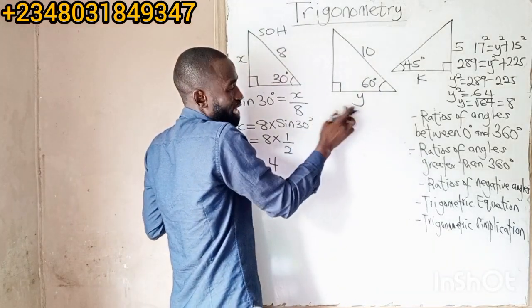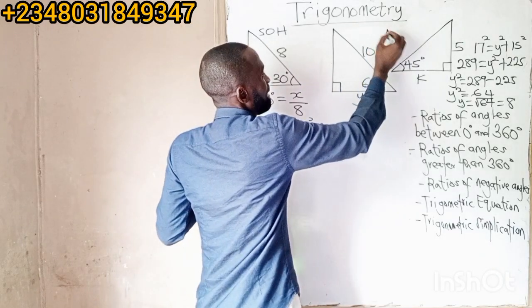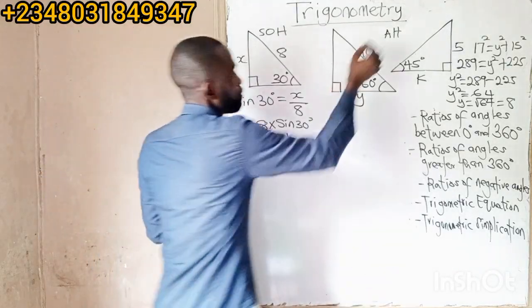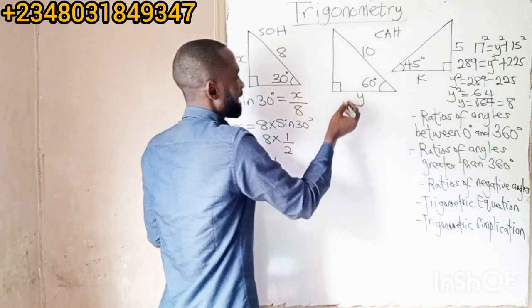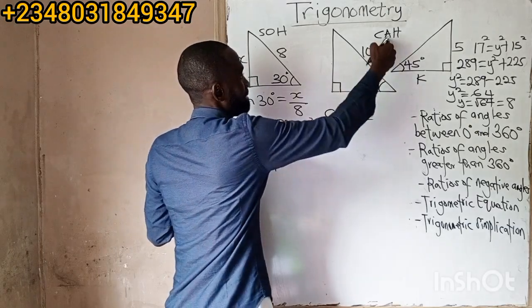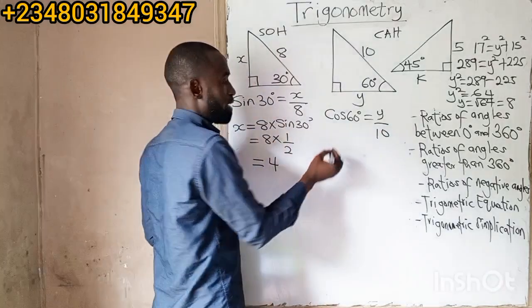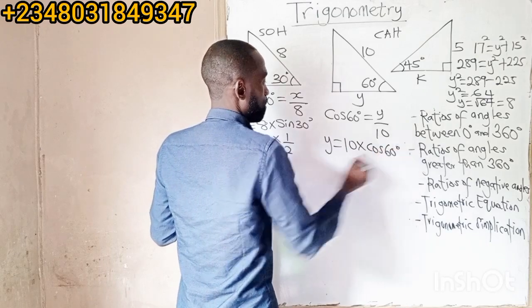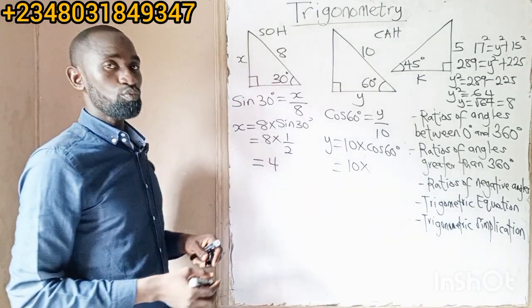In this case, the opposite is not given. But here we have adjacent. Opposite, adjacent, and hypotenuse. So I have adjacent and hypotenuse. So what will I do to complete this? I will use cosine. Are you with me? So cos 60 equals adjacent y all over hypotenuse, which is 10. I will cross multiply. y will be equal to 10 times cos 60. Now we have 10 times cos 60, which is 1/2 or 0.5.